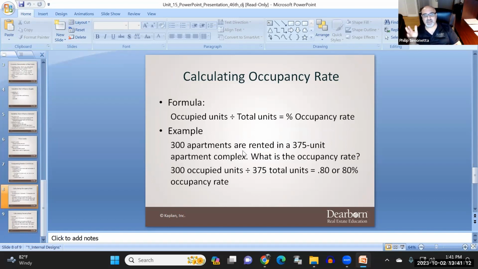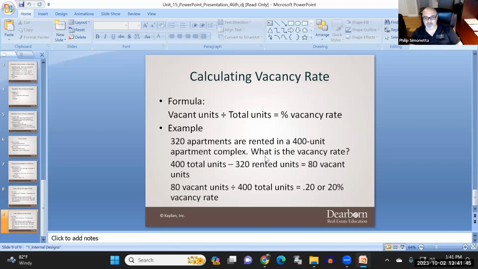So now we have to look at calculating occupancy rates. You want to know these calculations. If you have a building with units in it, you take the occupied units divided by the total units, and that gives you the occupancy rate. That's how many are filled. If 300 apartments are rented in a 375 unit building, what's the occupancy rate? You take 300 occupied units divided by 375, it's 0.80. That means it's 80% occupied. Pretty simple, right?